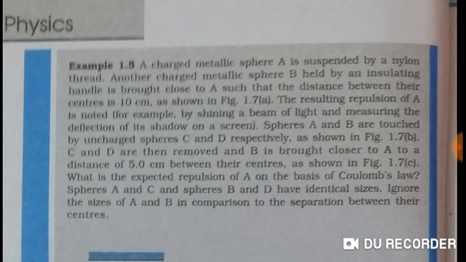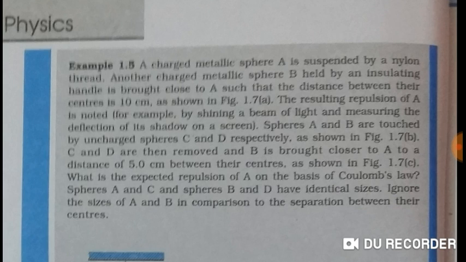Example 1.5. A charged metallic sphere A is suspended by a nylon thread. Another charged metallic sphere B held by an insulating handle is brought close to A such that the distance between their centers is 10 cm, as shown in figure 1.7a. The resulting repulsion of A is noted, for example, by shining a beam of light and measuring the deflection of its shadow on a screen.